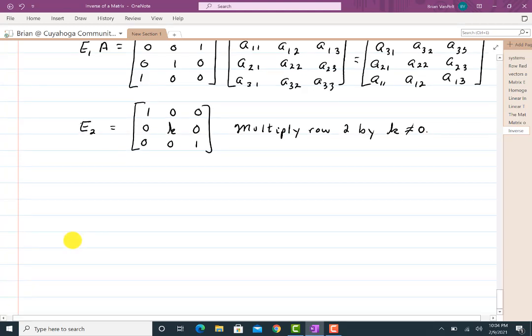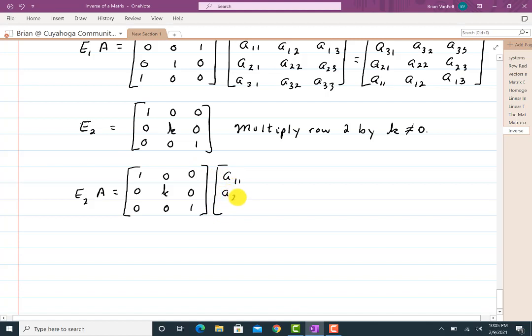So let's take a look then at E2 times A. If I take 1, 0, 0, 0, k, 0, 0, 0, 1 times a general matrix, what you'll get is the same matrix, except the second row will be multiplied by k.